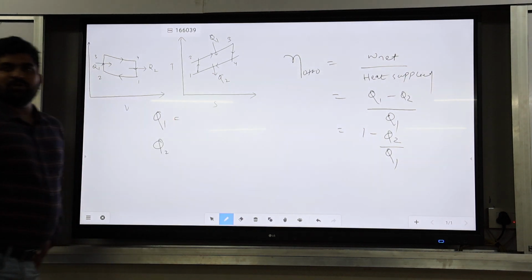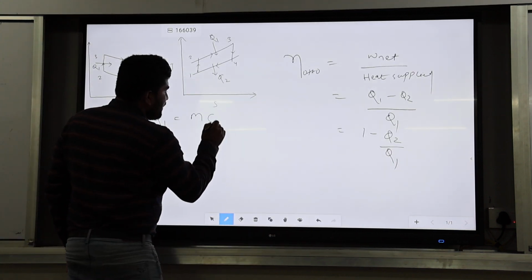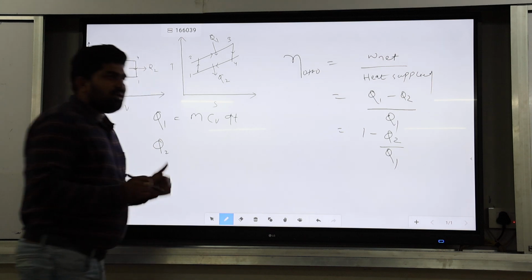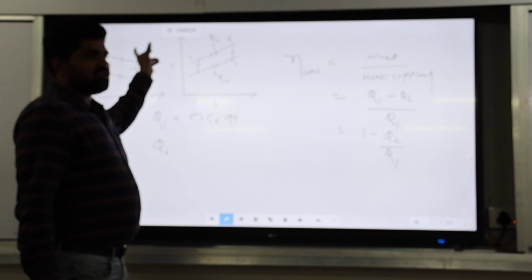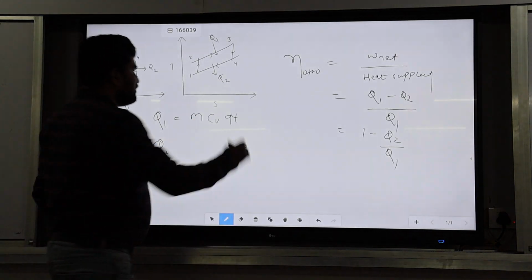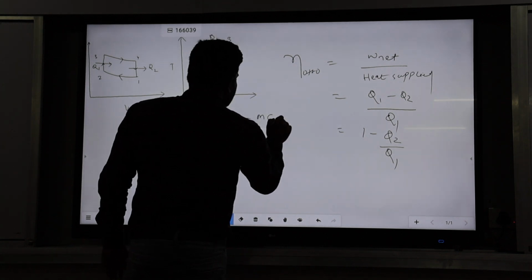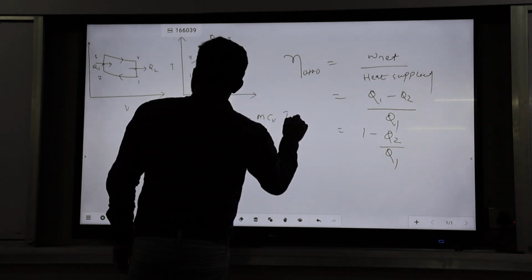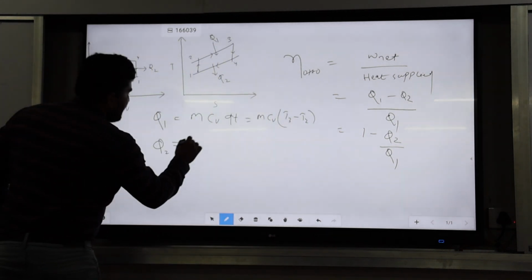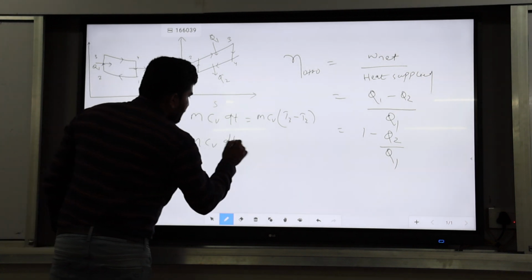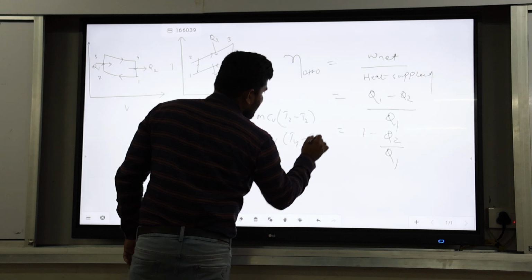So Q1 is nothing but the heat supply, that is mCv dT. Why mCv dT? Because Cv is known as the constant volume specific heat. So Q1 is mCv (T3 minus T2). Similarly, what is Q2? That is mCv dT, that is mCv (T4 minus T1).